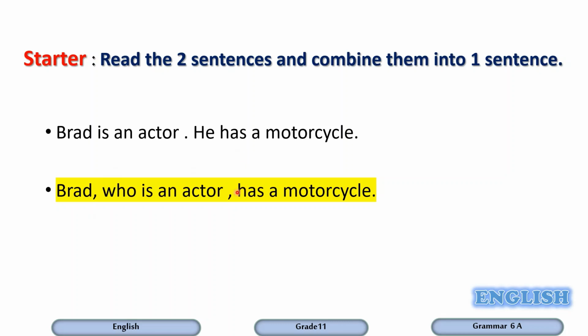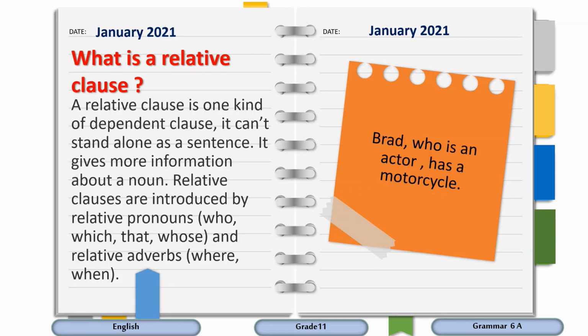Brad, who is an actor, has a motorcycle. So who is an actor here is a relative clause. What's the meaning of a relative clause? It is very important to understand relative clauses because it's the central idea of today's grammar lesson. A relative clause is a dependent clause, which means that it cannot stand alone as a sentence.